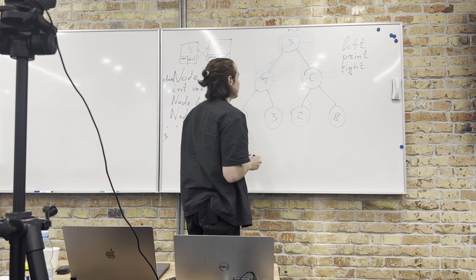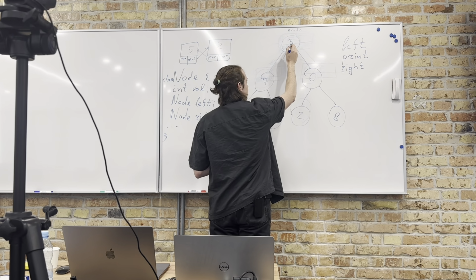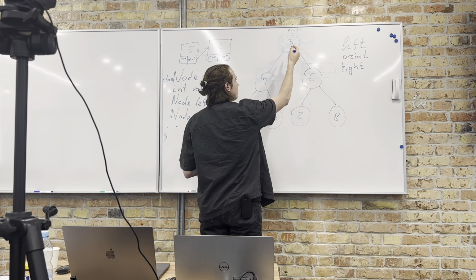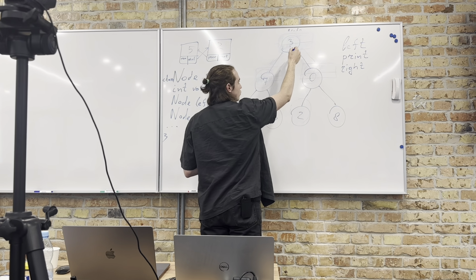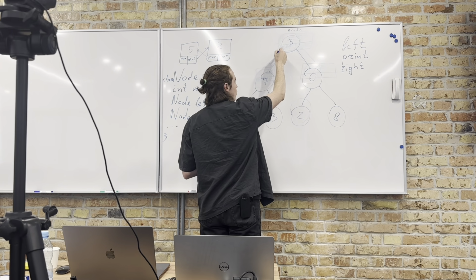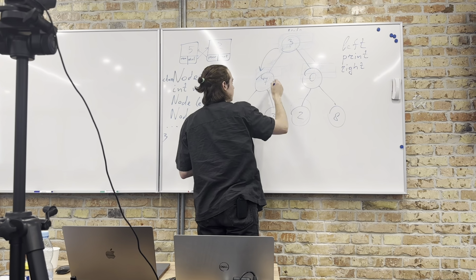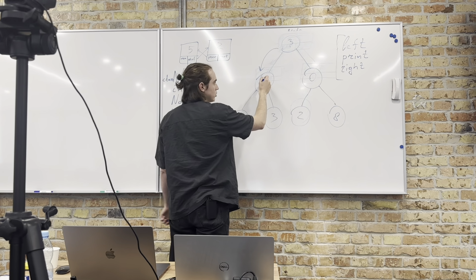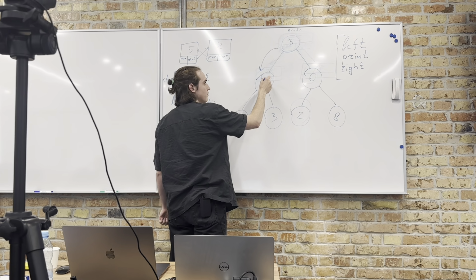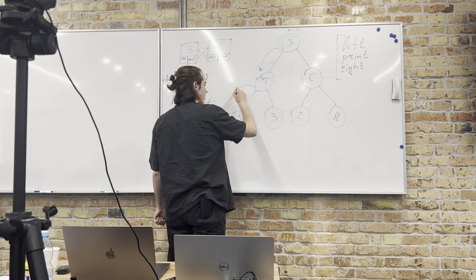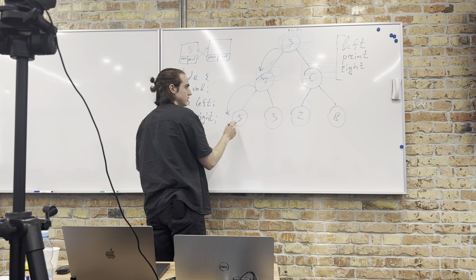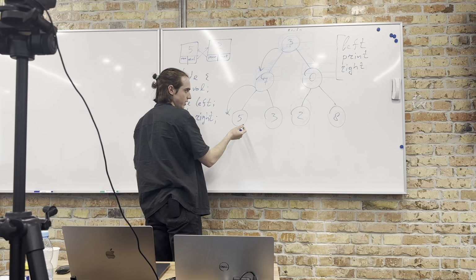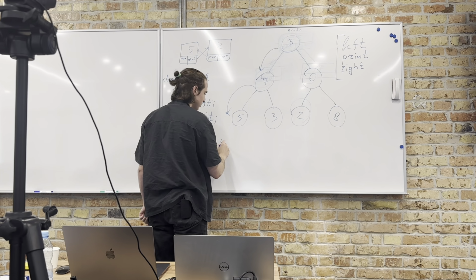What does it mean? We are now in our root, and we check if our root has a left element. If it does, we go into the left element. It's a recursive operation, so the same operation applies. If this element has a left reference, we go there. But if it doesn't have a left reference, we print this element.